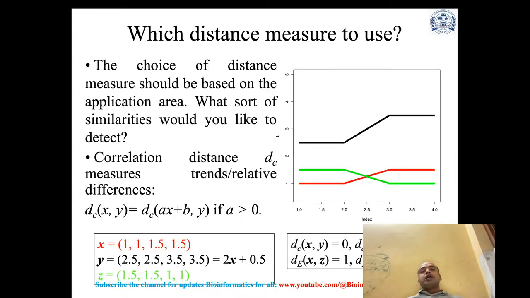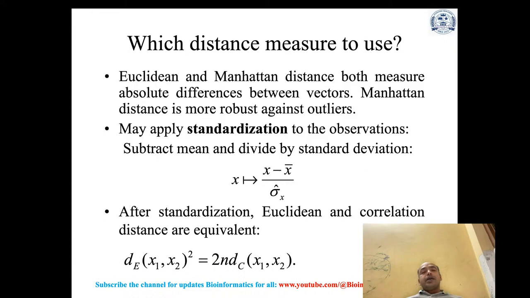Now, which distance measure to use? The choice of distance measure should be based on the application area and what sort of similarities you would like to detect. Correlation distance measures the trends or relative differences. For example, Euclidean and Manhattan distance both measure absolute difference between vectors. Manhattan distance is more robust against outliers. Many people apply standardization to the observations: subtract the mean and divide by the standard deviation. After standardization, Euclidean and correlation distances are equivalent.